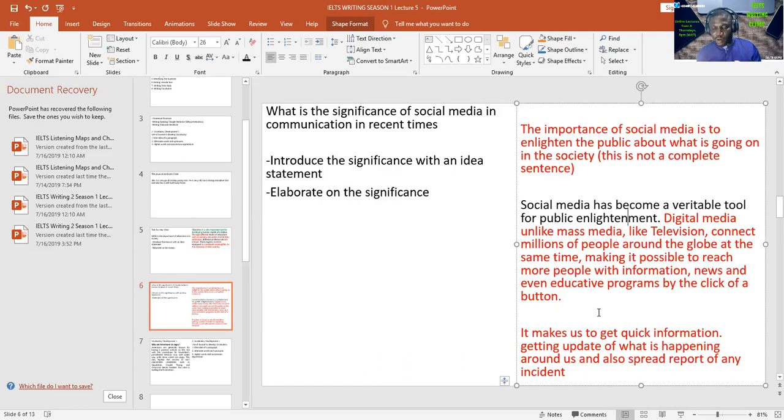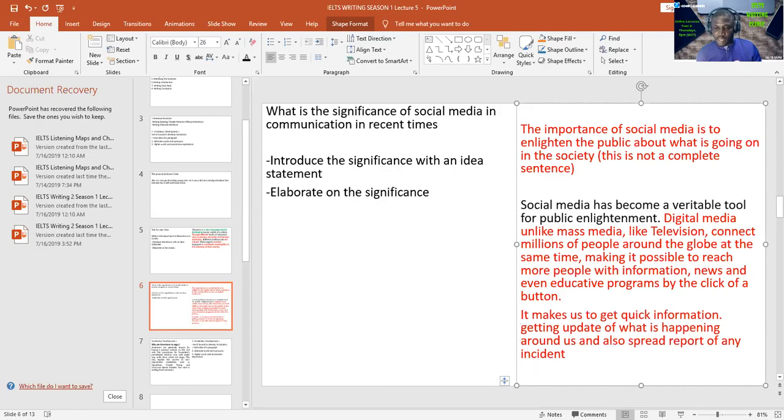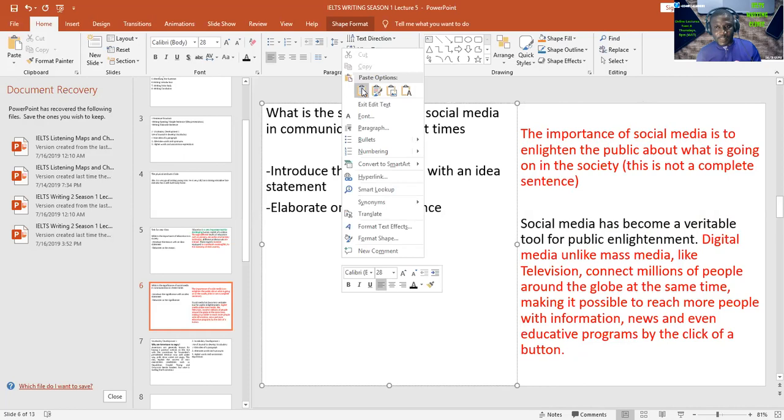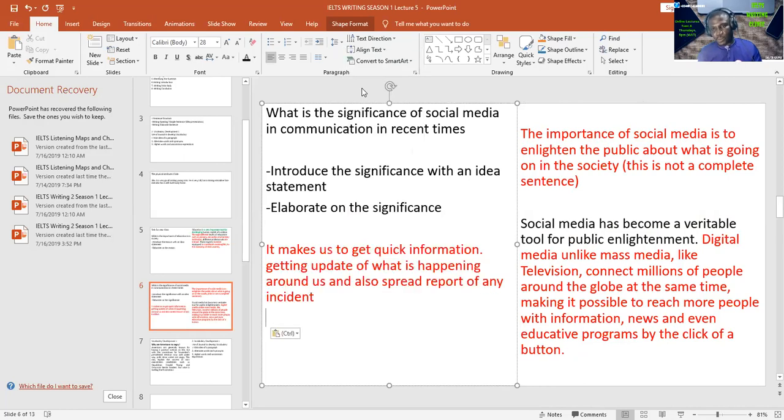Because of the people who participated, I don't want to discourage them. The rate at which you are generating ideas is absolutely snail crawling. The exam is 40 minutes, so you need to be able to generate ideas at the speed of light. Yes, you need to be able to generate an idea in 1 minute, 2 minutes, and then when you present the idea, you don't need to worry about deviating from the keywords. It makes us get information quickly.